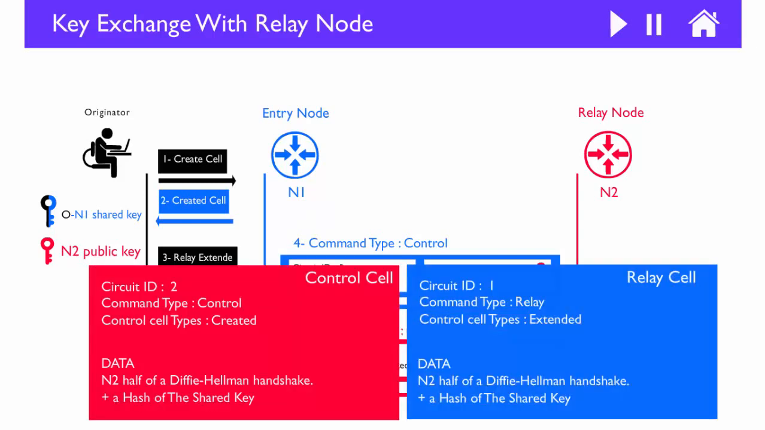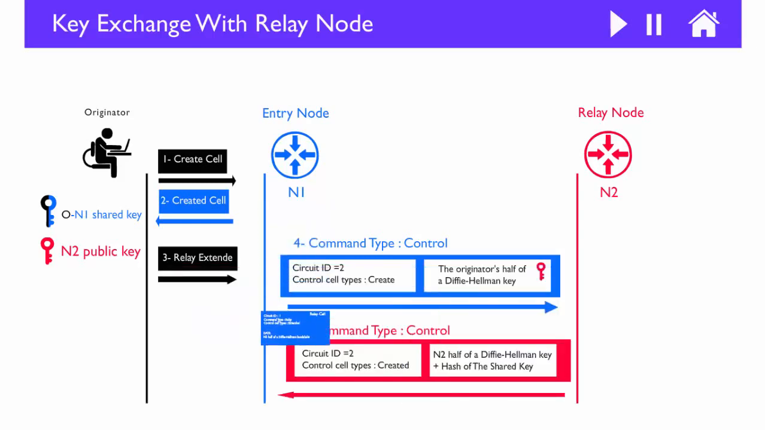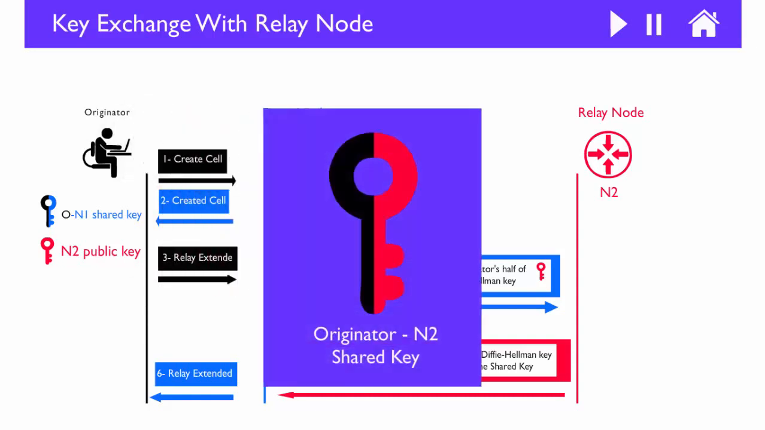When the relay node responds with a created cell, the entry node wraps the payload into a relay extended cell and passes it back to the originator. Now, the circuit is extended to the relay node. Both the originator and the relay node share a secret key.